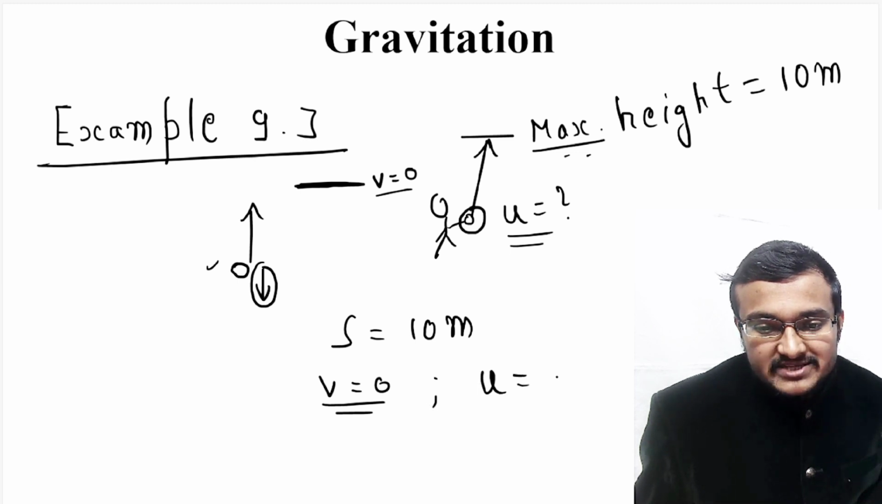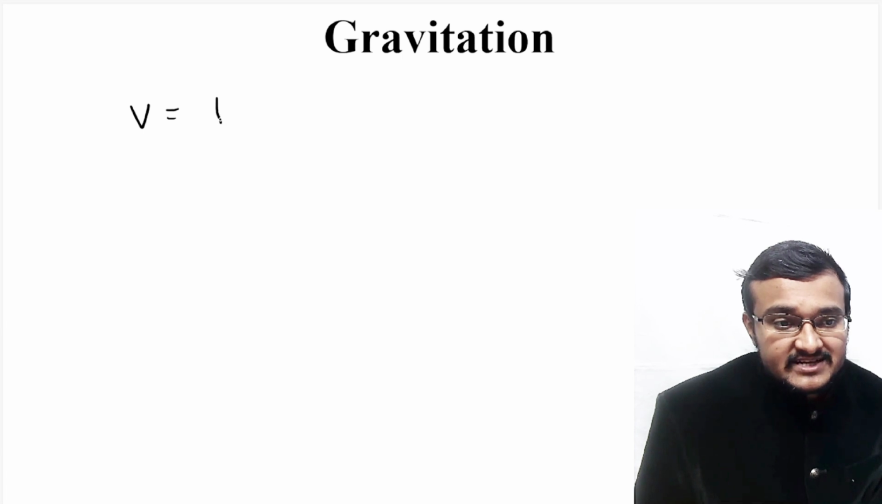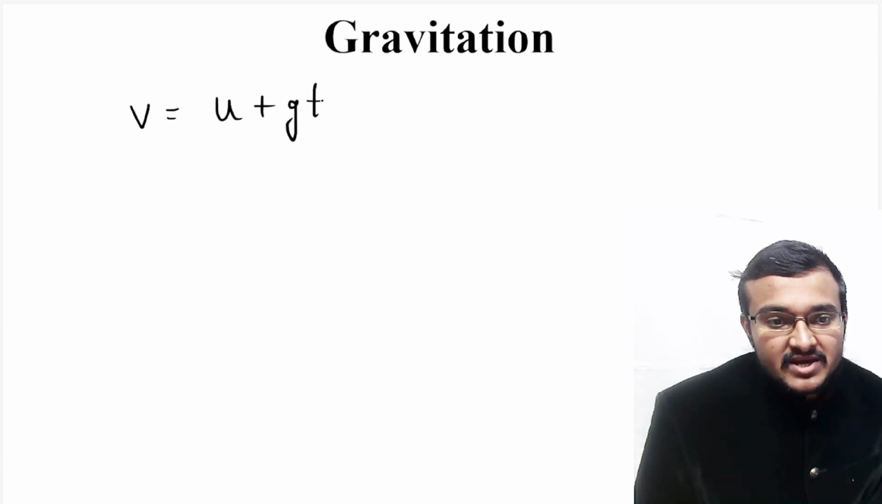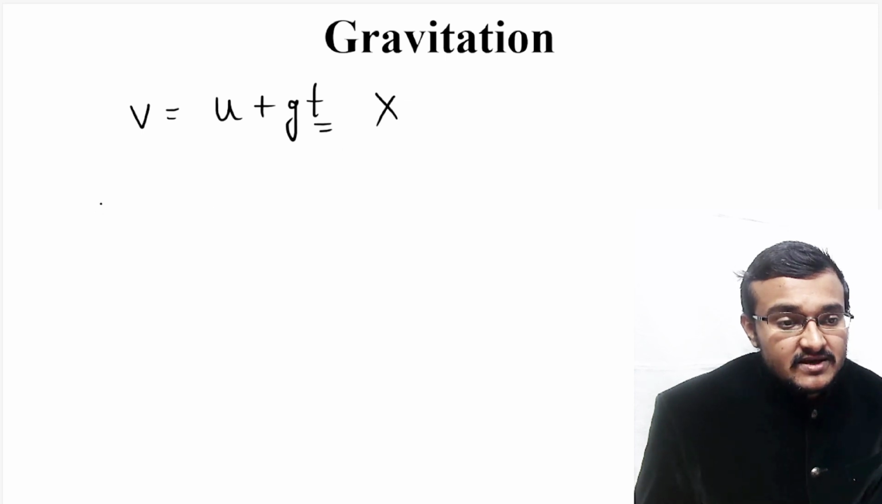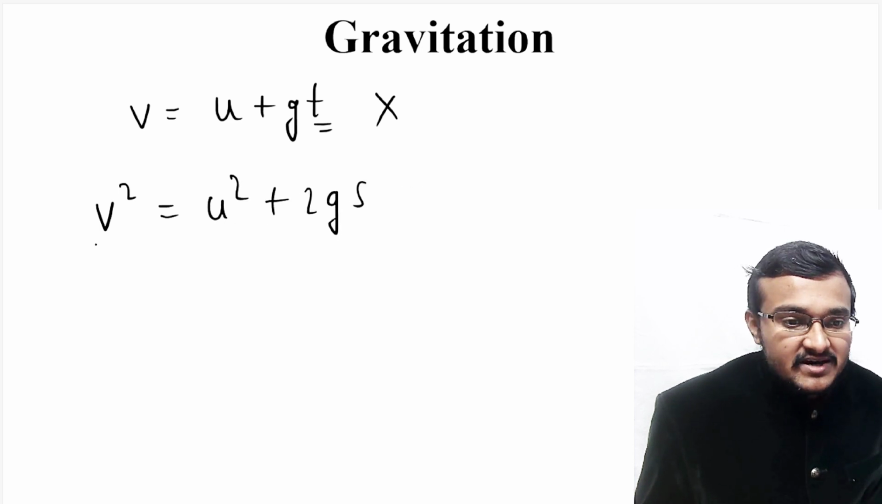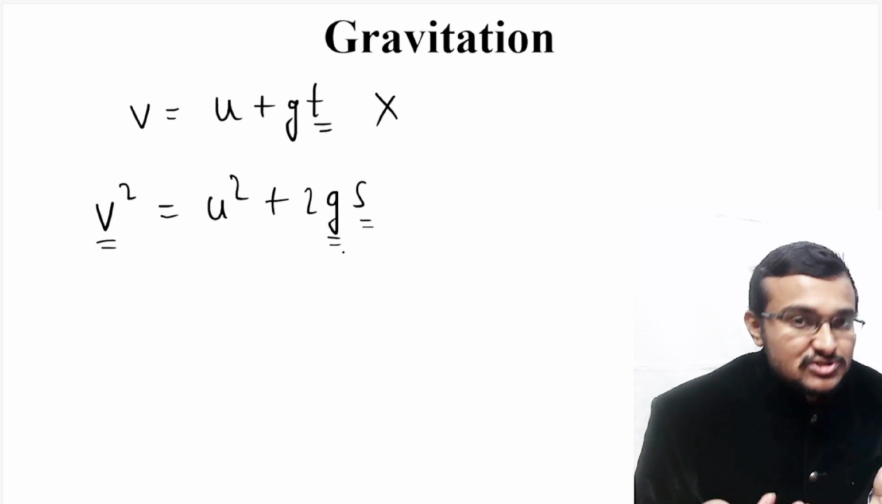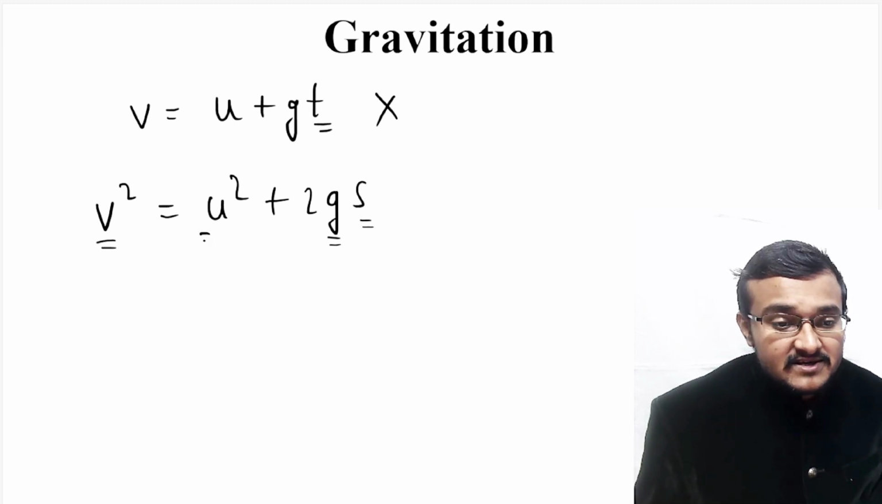Now you have to find out what is the initial velocity. If we use the first equation, that is v is equal to u plus gt, here we don't know what is time. So that's why we cannot use this equation. If we use the third equation, that is v square is equal to u square plus 2gs, here we know what is v square, and we also know what is acceleration due to gravity, and also we know what is the height. Here time is not there at all. So this particular equation we can use to calculate the initial speed.